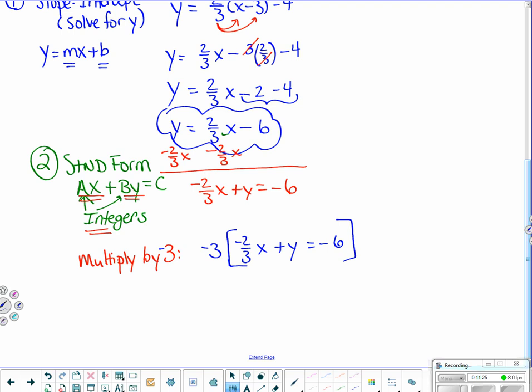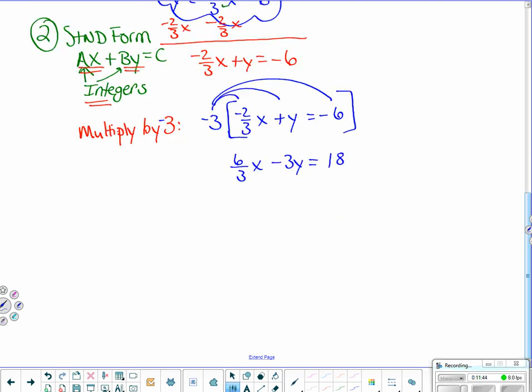Okay, so I'm going to distribute this to all sides, or all terms. Negative 3 times that will give me 6 over 3x plus, whoops, minus 3y equals positive 18. And of course, 6 divided by 3 is 2, so we get 2x minus 3y equals 18. This is standard form.